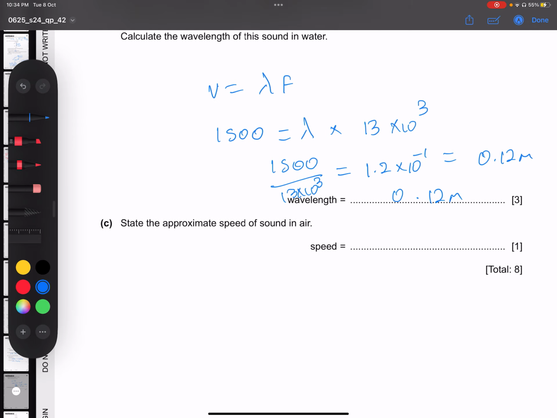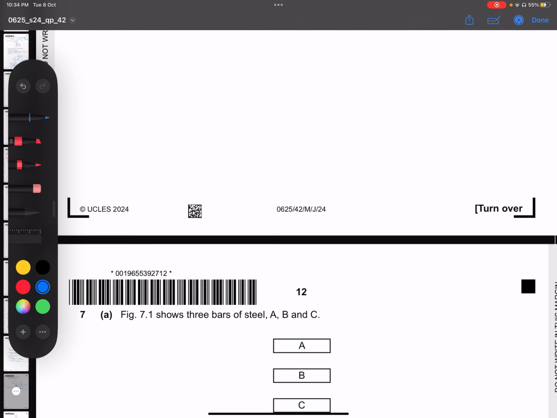Okay, state the approximate speed of sound in air. It is 340 meter per second, but you can give any value between 330 and 350. 340 is safer, since it's been followed for multiple years of IGCSE. For IGCSE from a long time, we have been stating 340 meter per second, whereas the new syllabus gives 330 to 350. But it's just better to go with 340, since that's what's been followed for so many years now.